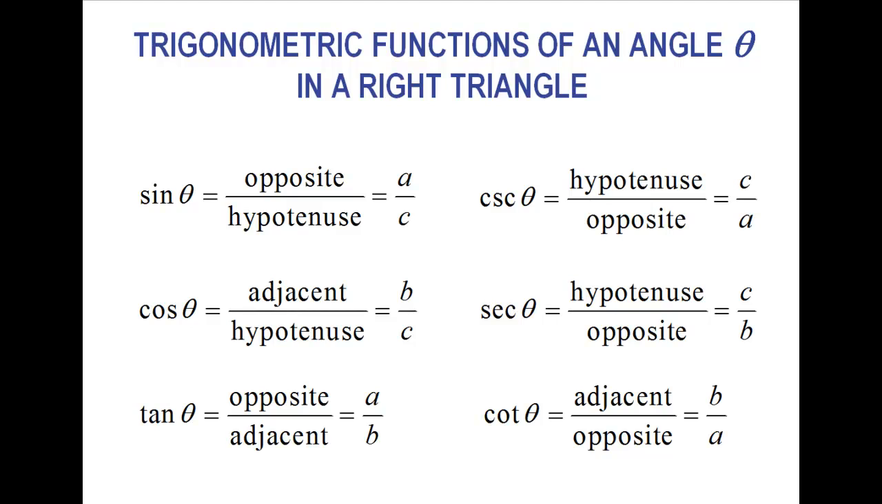Now, just about everything you need to know from this lesson can be broken down to SOHCAHTOA. Sine equals opposite over hypotenuse. Cosine is adjacent over hypotenuse. And tangent is opposite over adjacent. SOHCAHTOA. Easy way, hopefully, to memorize these relationships.